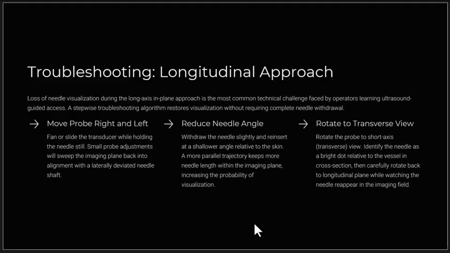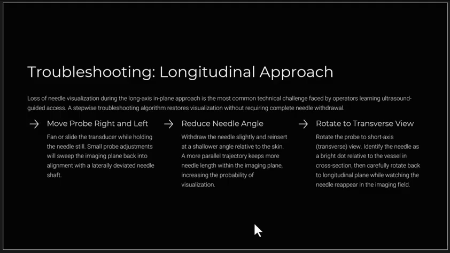So small probe adjustments, allowing you to sweep and find your needle, and then realigning to the proper position, will really help. The other thing is to not go in at too steep an angle, right? A nice superficial angle makes that needle brighter and easier to follow. So keep that more shallow angle relative to the skin, which allows for a more parallel trajectory. It makes it easier to see going through the soft tissue.